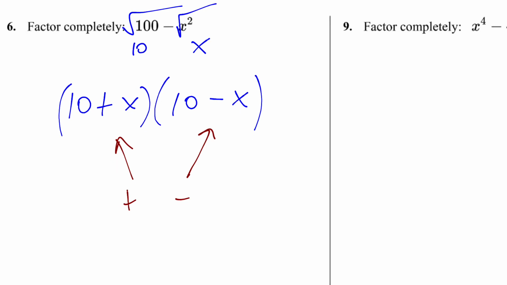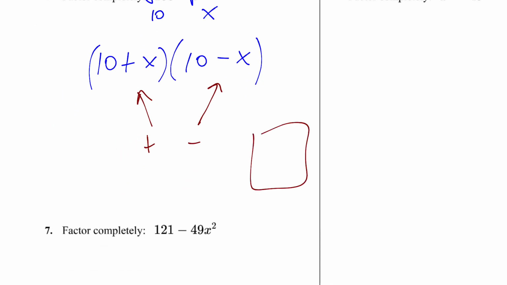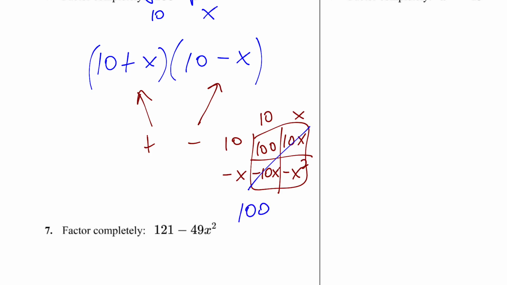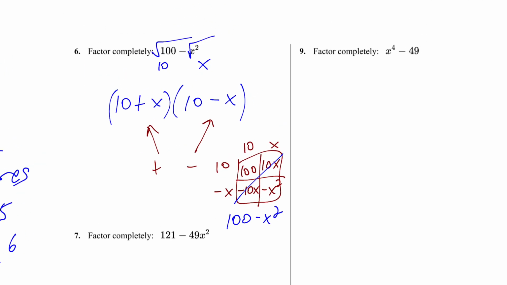If you wanted to check your answer, you could go back and use the box method. 10 and x and 10 and minus x, and you'd find 100, 10x, negative 10x, and negative x squared. Notice these cancel out, and you are left with 100 minus x squared, which is right back where we started. That means you did it right. You don't have to do that, that's just a check.